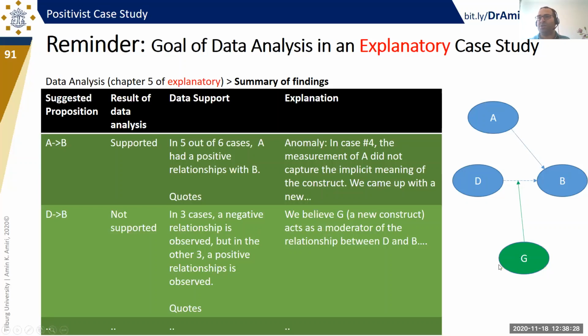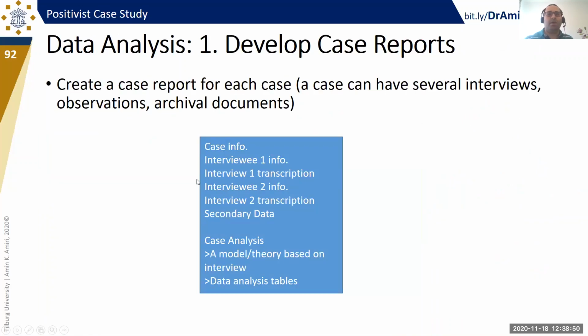We believe G is a moderator of this relationship. When G is high, this relationship is going to be positive. When G is low, the relationship is negative, for example. So you need to create something like this and add it to chapter 5 of your exploratory case study thesis. Okay, so these were the reminders.